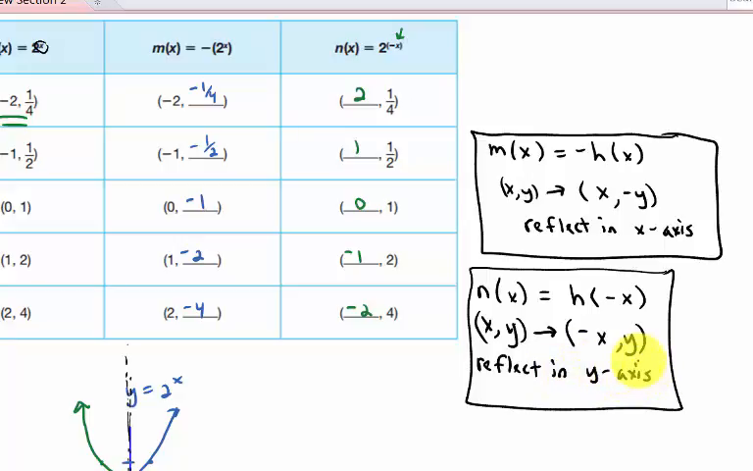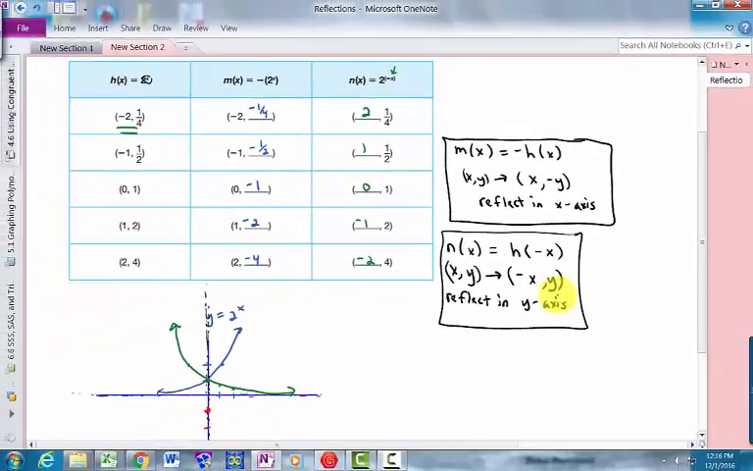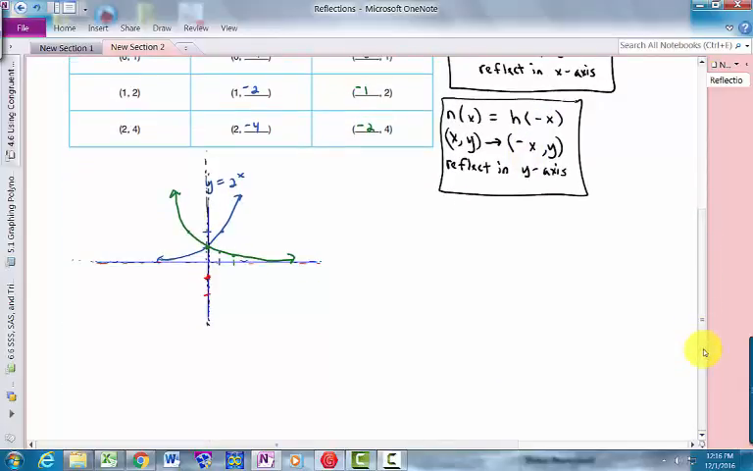Okay, so this happens in general. Once again, just recap. You put a negative outside your function, it's going to reflect in the x-axis. You put a negative inside the function where the argument was, that's going to reflect it in the y-axis. All right, let's do some example problems.